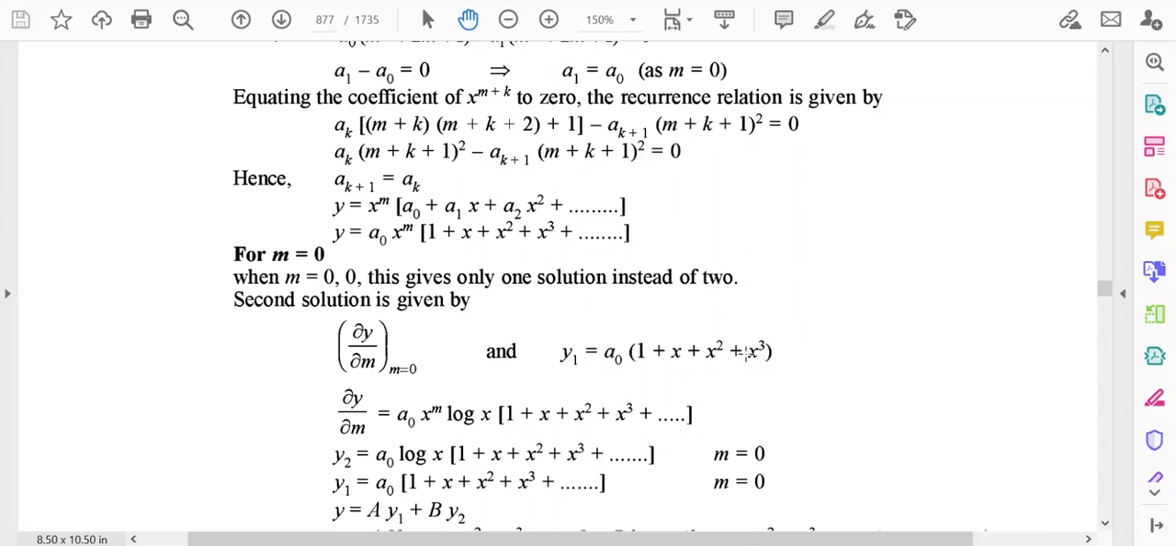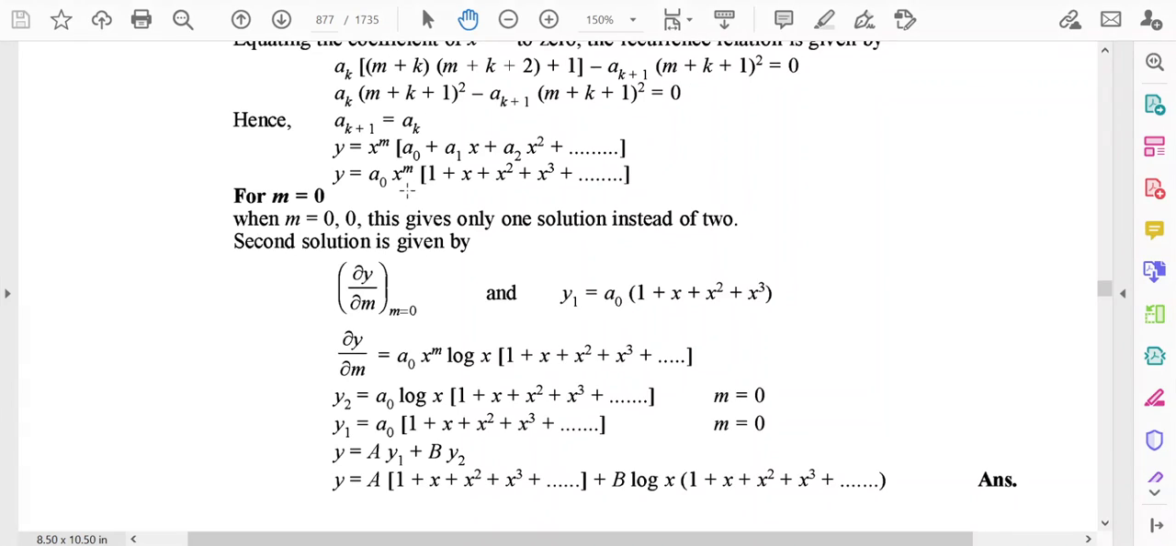But there will be another solution. To calculate the other solution, what we have to do, if this is the value of y, we will differentiate y with respect to m and calculate del y by del m. So this is the value of del y by del m if y is this. You see there is x to the power m. So if you differentiate it, then you will obtain x to the power m log x. This is del y by del m.